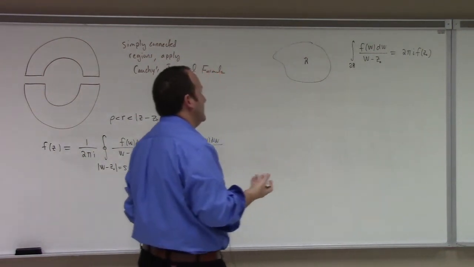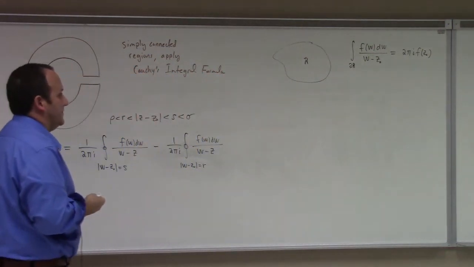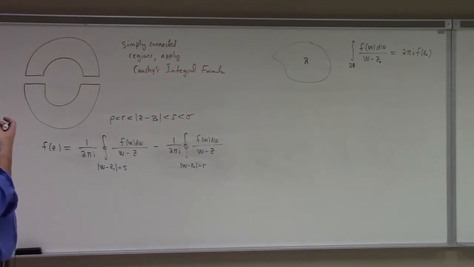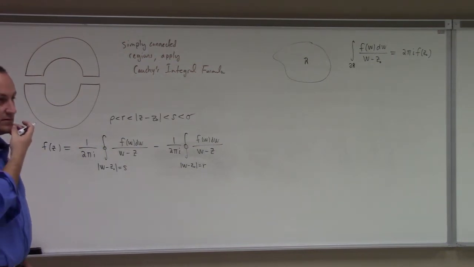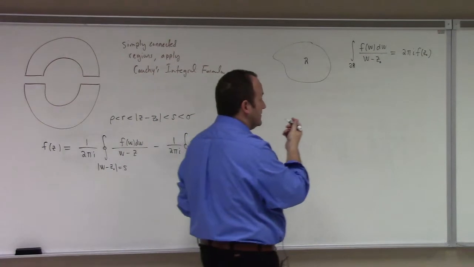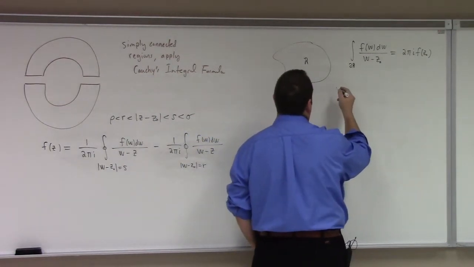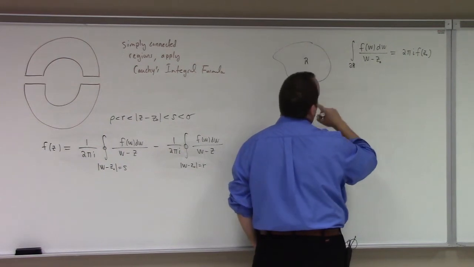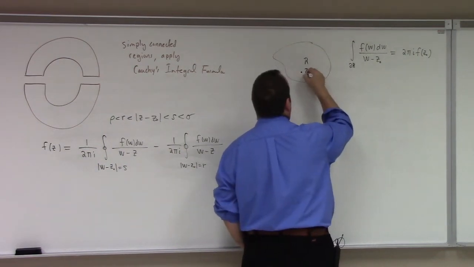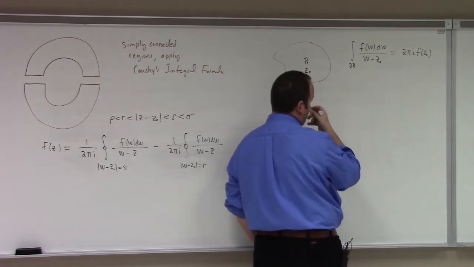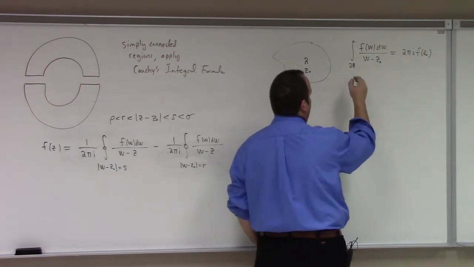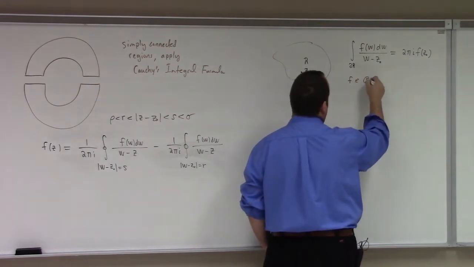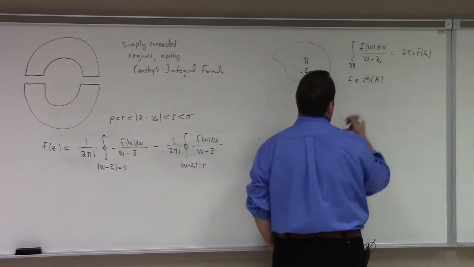What are the conditions needed for that to be true? What do we need? We needed that f was what? Well, but f is a function. So z naught's got to be in here somewhere. Fair enough. But we also needed that f was holomorphic on R, right?